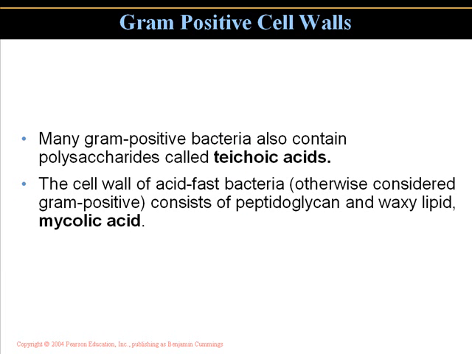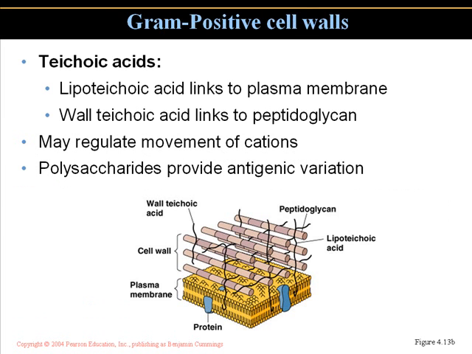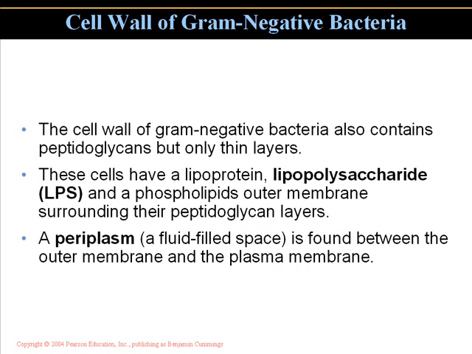Many gram-positive bacteria also contain teichoic acid. The cell walls of acid-fast bacteria, otherwise considered to be gram-positive, consist of peptidoglycan and a waxy lipid referred to as mycolic acid. Teichoic acid, lipoteichoic acid, links to the plasma membrane. The wall of teichoic acid links to peptidoglycan. Many regulate the movement of cations. Polysaccharides provide antigenic variation. The cell walls of gram-negative bacteria also contain peptidoglycan, but only a thin layer.